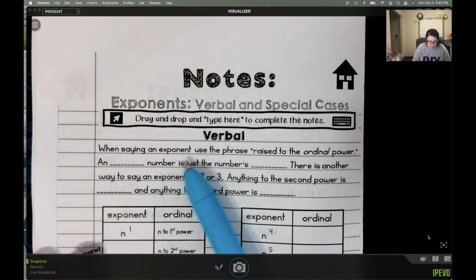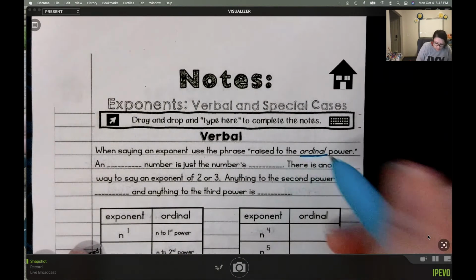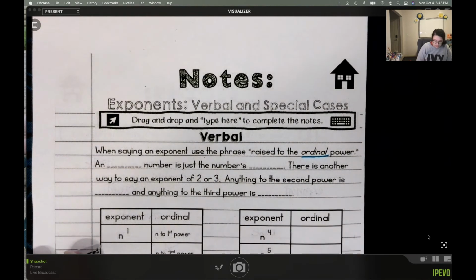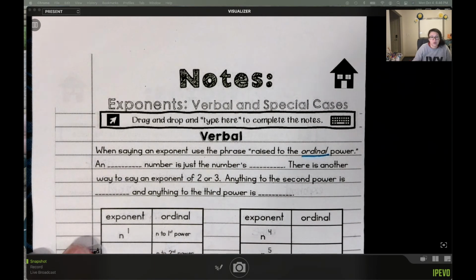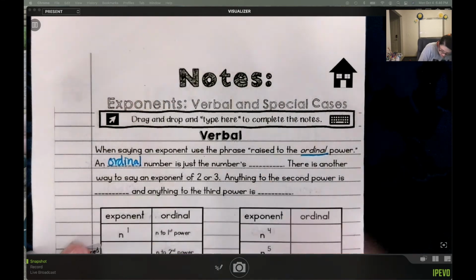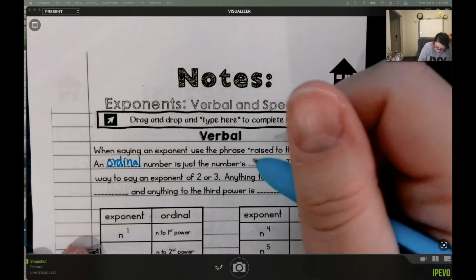When saying an exponent, use the phrase raised to the ordinal power. An ordinal number is just the number's exponent.